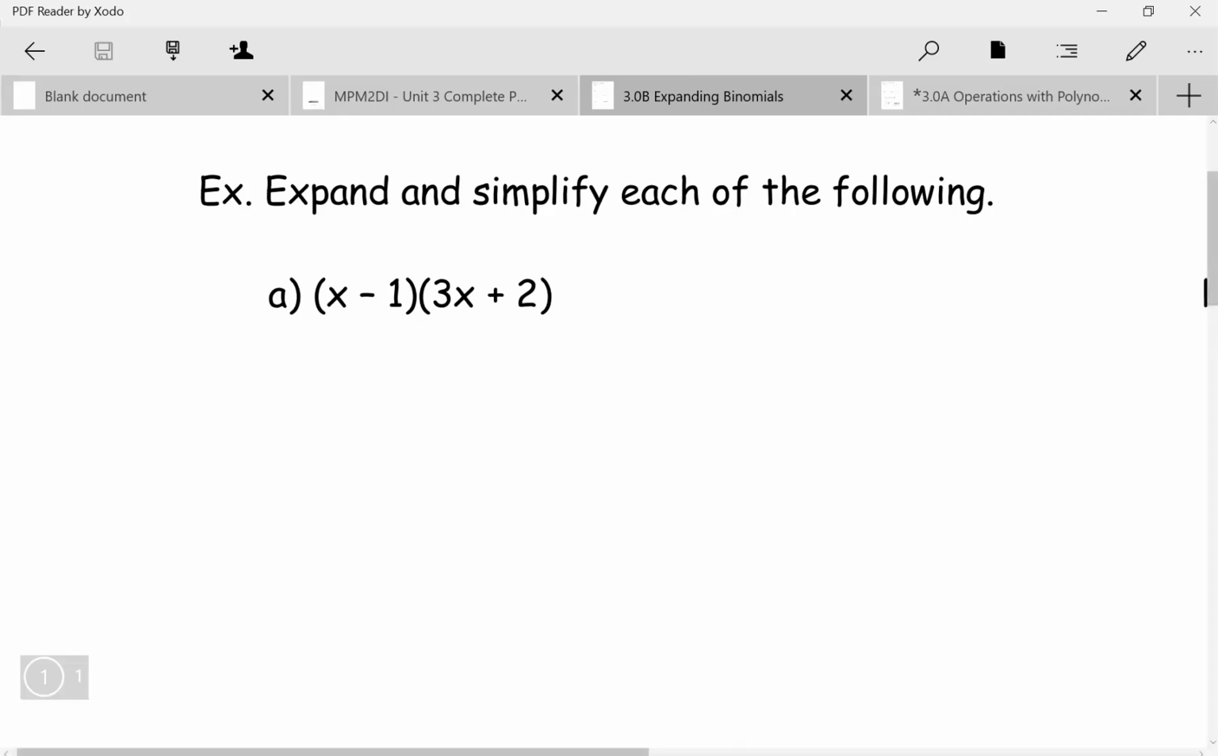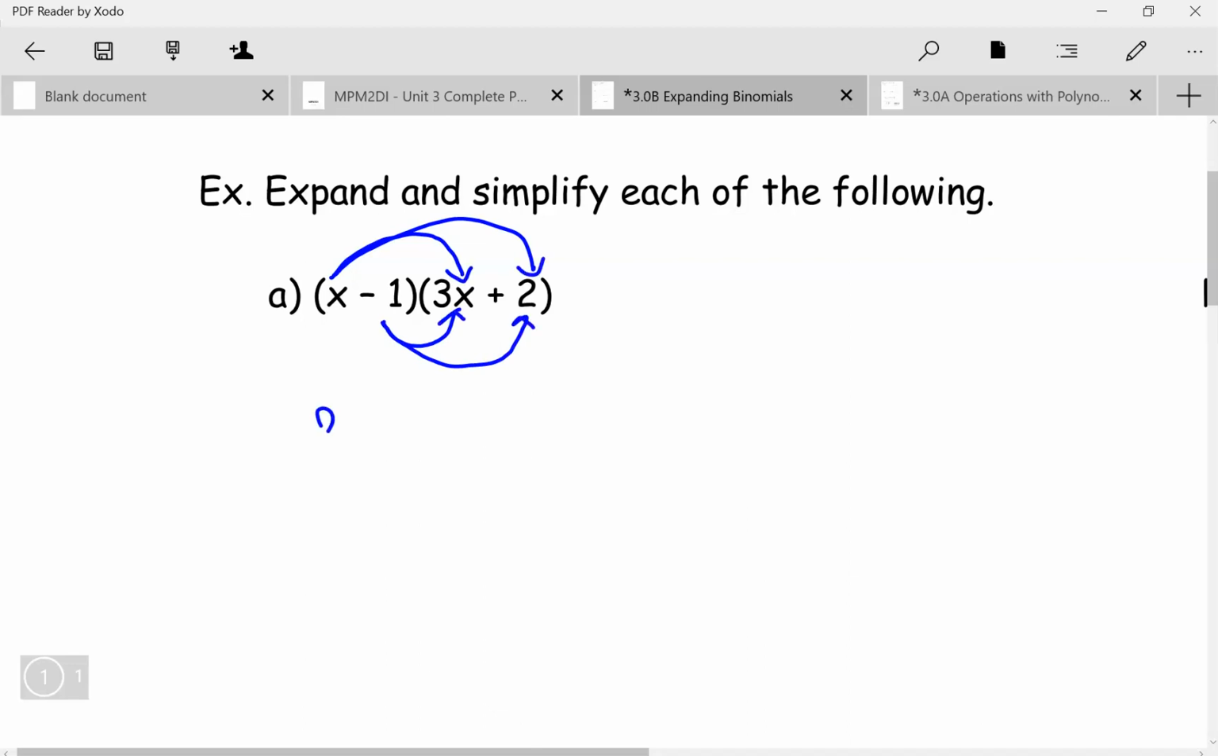Basically what that means is if you have two brackets that are multiplied into each other, both terms in the first bracket get multiplied by both the terms in the second bracket. For example, we have two terms here, we have two terms here, so we should be doing 4 different multiplications. Always keep that in mind. 2 times 2 is 4 different multiplications. So what are the multiplications that we are going to be doing? We're going to be doing x times 3x, x times 2, negative 1 times 3x, negative 1 times 2.